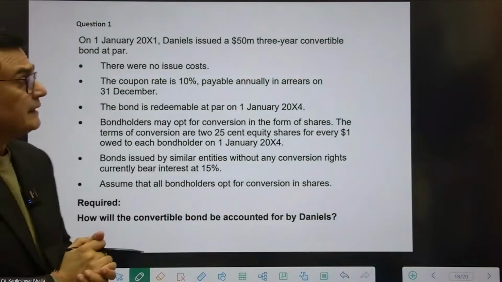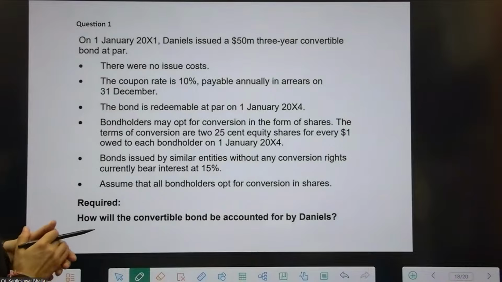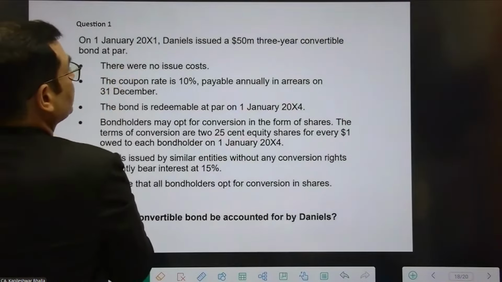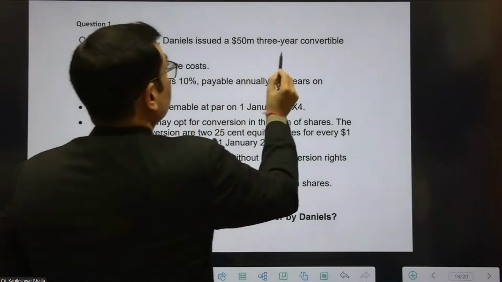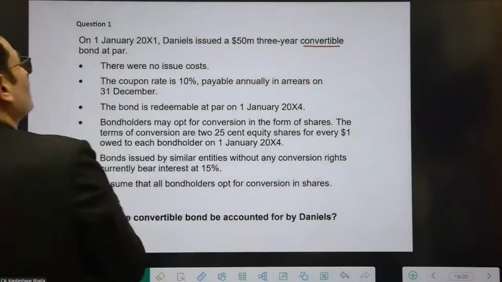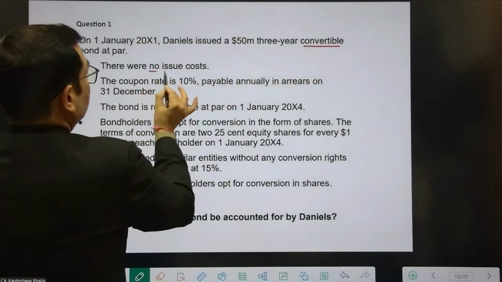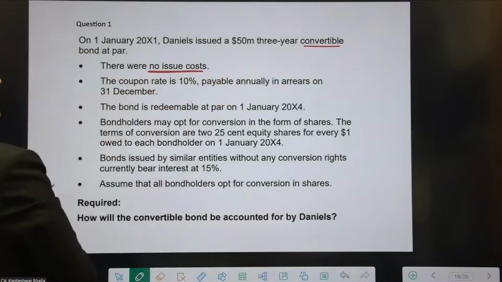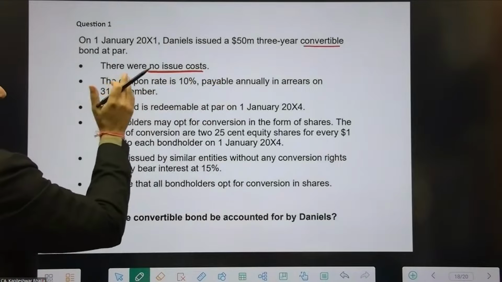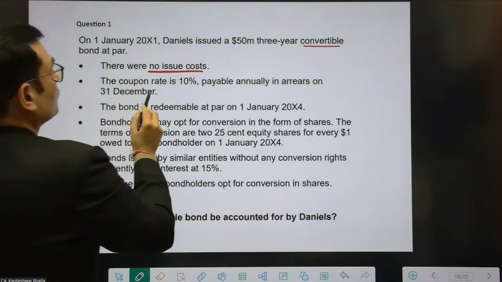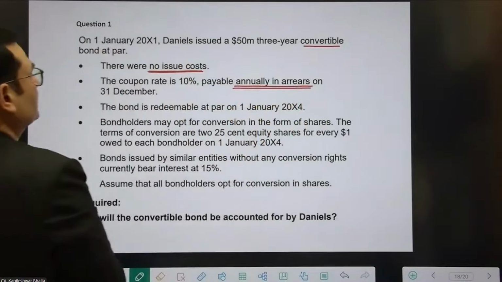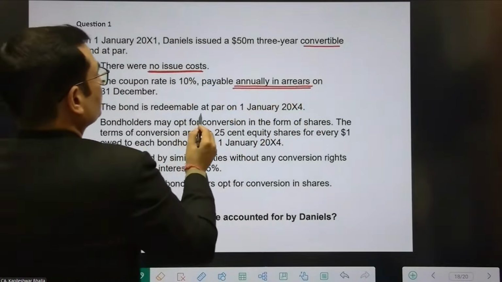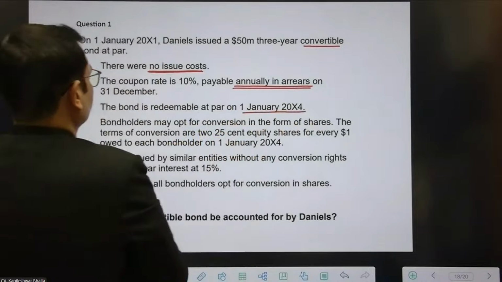Okay, so let's begin. I'm going to read the facts of the case and then we'll solve it. It says on January X1, Daniel issued a $50 million 3-year convertible bonds at par. There is no issue cost. We'll see later the treatment of issue cost; that's another agenda. The coupon rate is 10% payable annually in arrears. Arrears means at the end of each year. And the bond is redeemable at par on January X4.